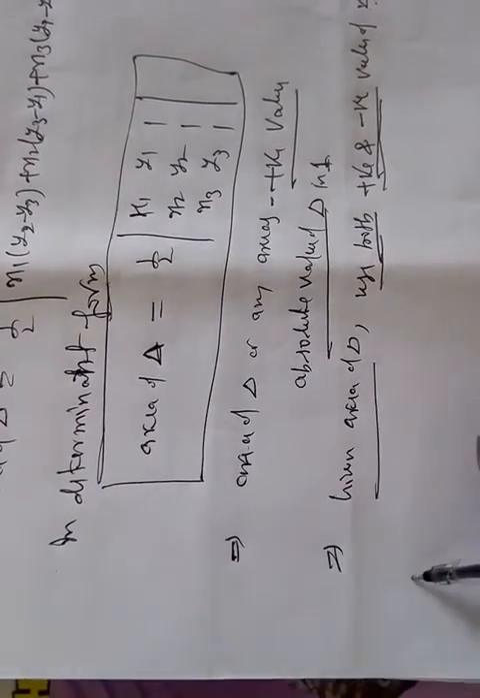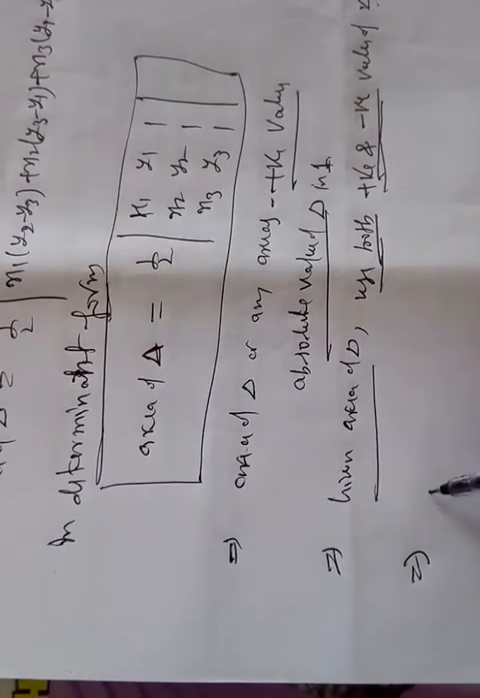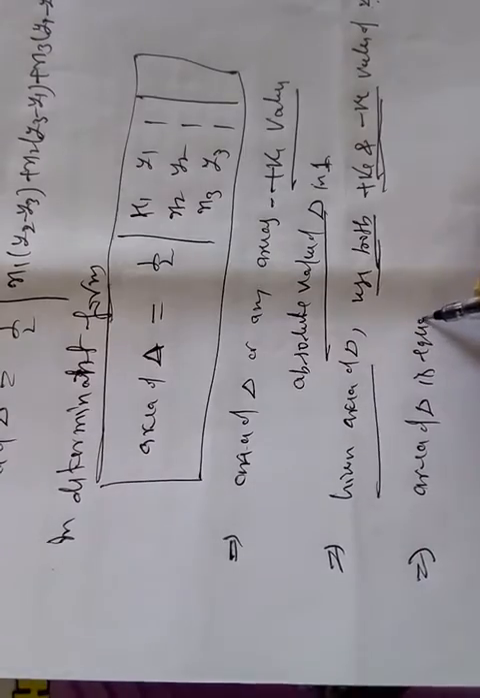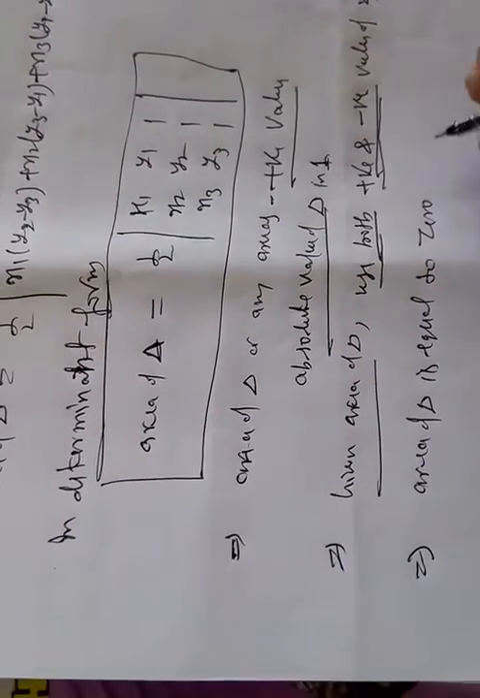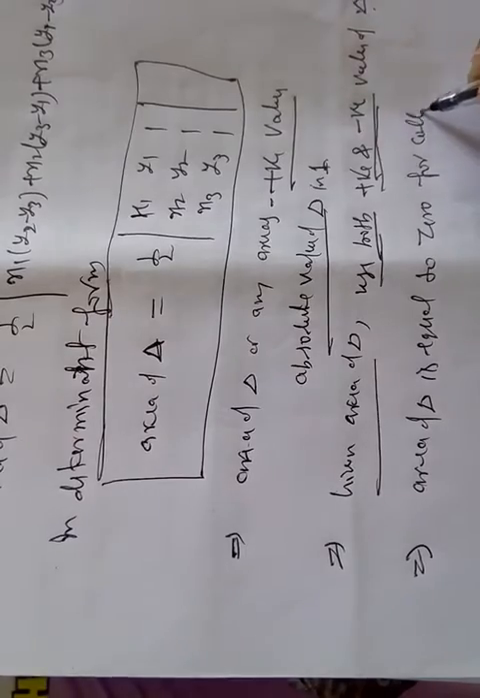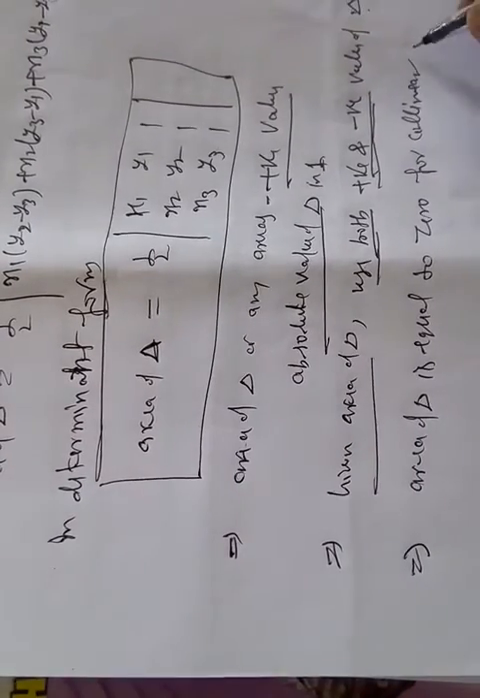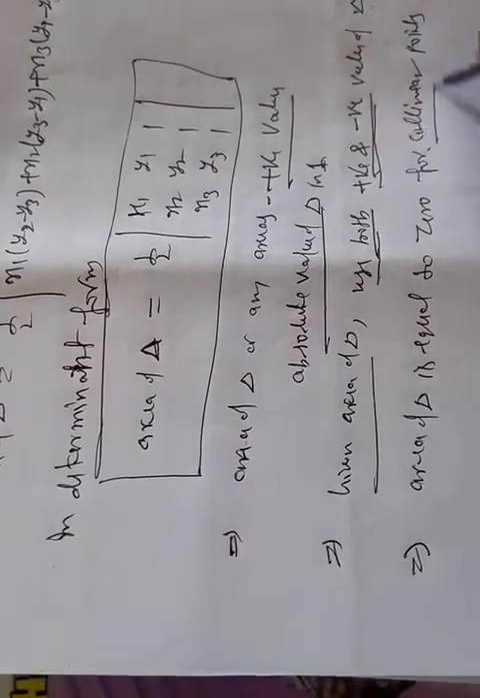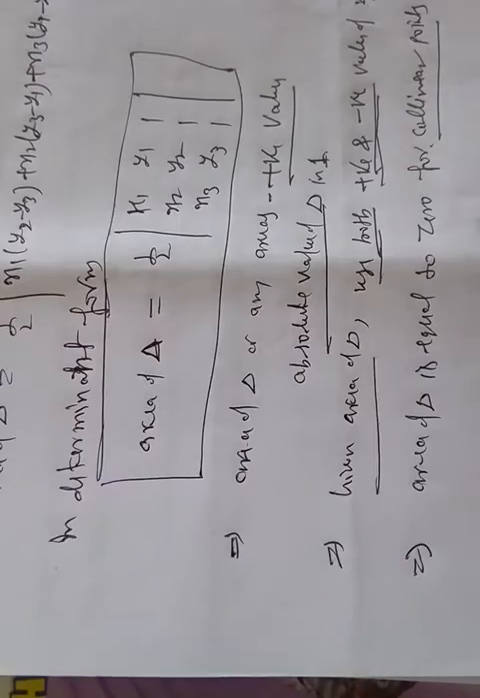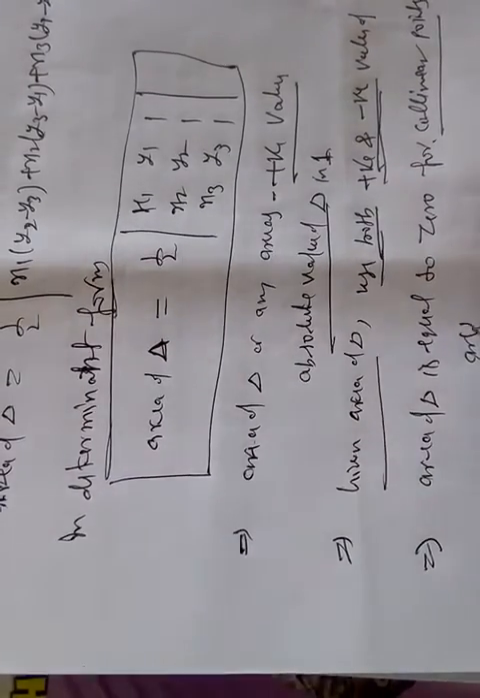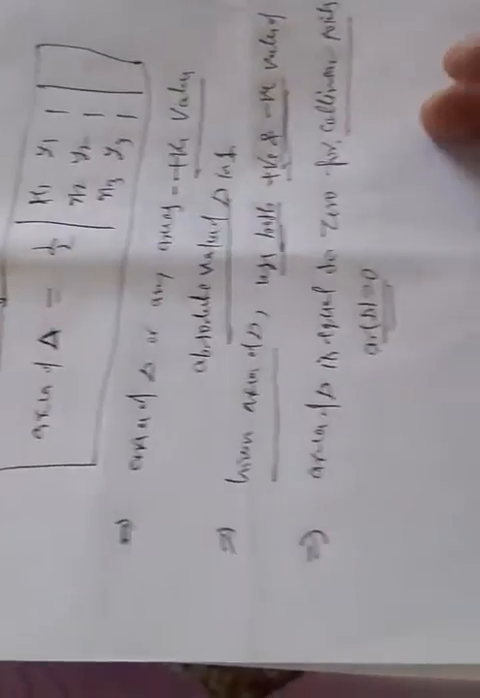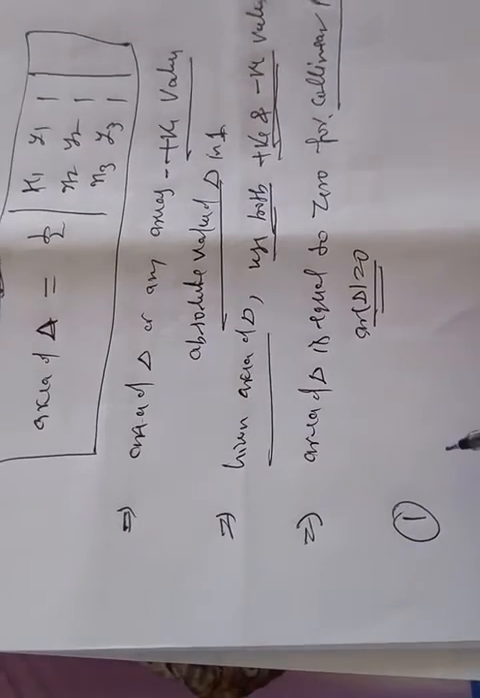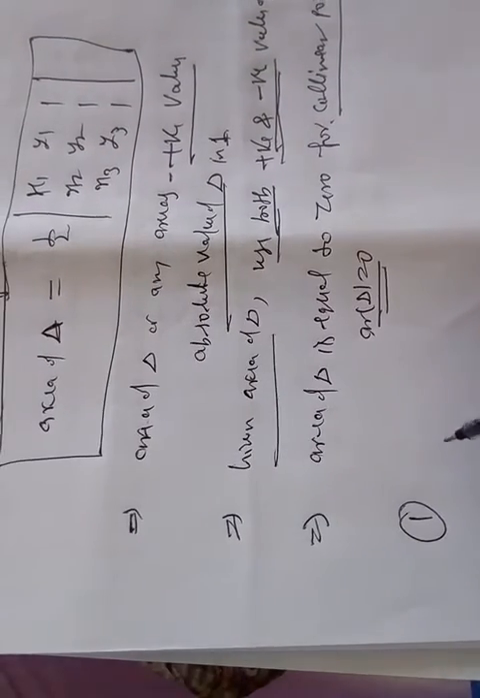Third, the area of the triangle is equal to 0 for collinear points. If the points are collinear, then the area of the triangle is equal to 0. Okay, so now let's do Exercise 4.3, question number 1.